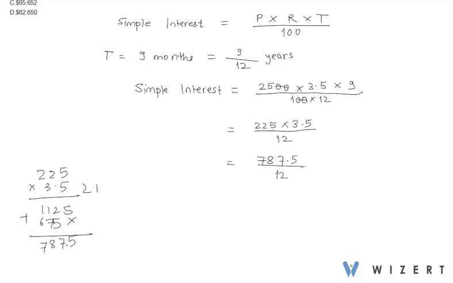787.5 divided by 12, which is equal to, let's see, 12 6s are 72, 6 remains, 67 is here, 12 5s are 60, 7 remains, I have to put the decimal point here, 75. Now again 12 6s are 72, 3 remains, 12 2s are 24, 6 remains, now 12 5s are 60. So simple interest is $65.625.